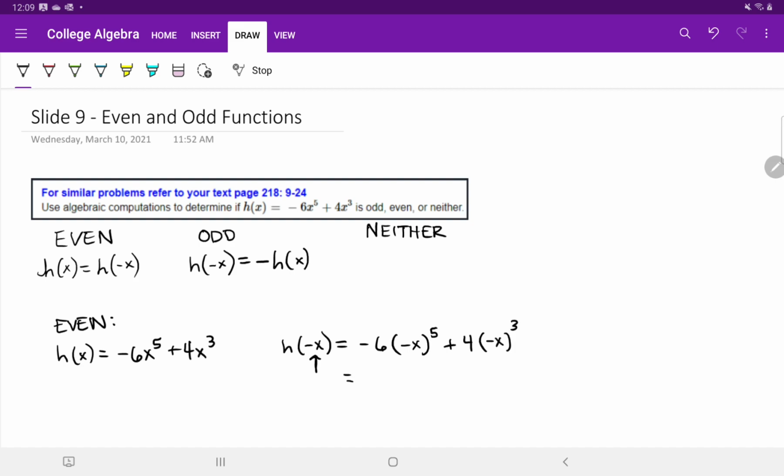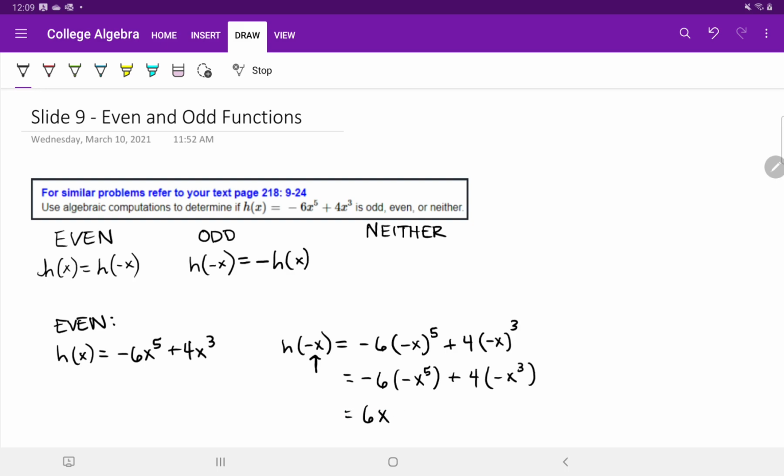Now it's time to simplify h of negative x. Notice in the first term, we have a negative x to the fifth power. Since 5 is an odd number, this is asking us to multiply a negative x to itself an odd number of times, which means that our answer here would simplify down to a negative. So we'd have negative 6 times negative x to the fifth. And then for the second term, we have a negative x cubed. The 3 exponent is also odd, so the same thing's going to happen here. We will still be left over with a negative x cubed when that simplifies.